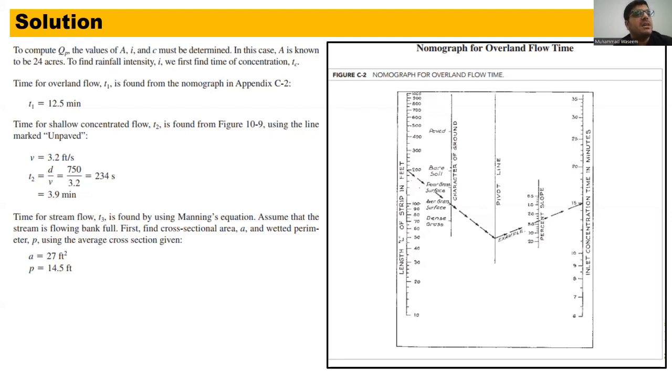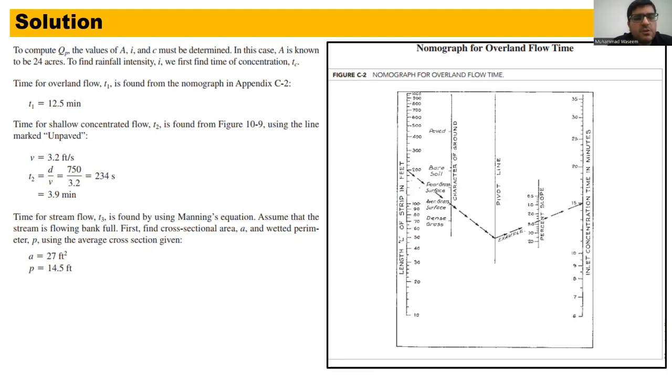And then you have the percent slope, which was 2%. Again from this point, 100 feet average grass, you extend this line to the pivot line, and then you go to 2% of slope and come here in a straight line. So it will be something like 12 or 12 and a half. If you have a ruler, then you can clearly calculate the values. I have explained how to read the nomograph. So for overland flow for the given data, the time of concentration was 12.5 minutes.